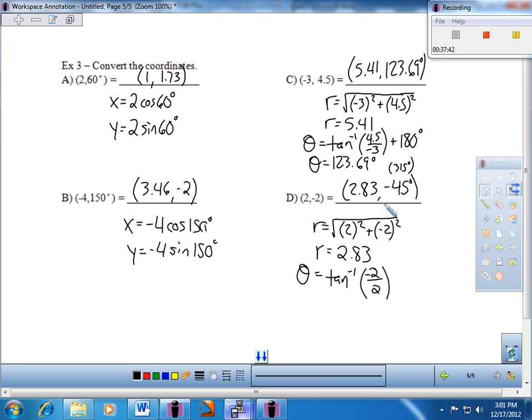But please keep in mind the conversions, from polar to rectangular, rectangular to polar for right now. We'll be working on some equations in the near future, and there's some really great graphs that we're going to be creating in polar form. So that's what's ahead of us.